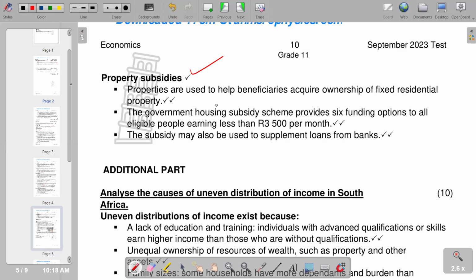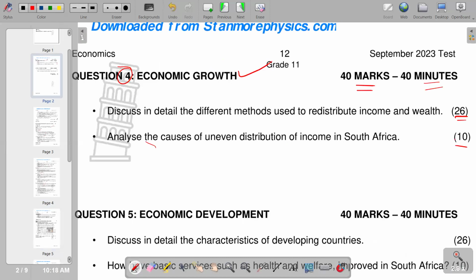And we have the additional part. Remember, the additional part reads: analyze the causes of uneven distribution of income in South Africa. So, in other words, why do we have a wide gap between the rich and the poor? Remember, when we've got a wide gap between the rich and the poor, that's when we've got an uneven distribution of income. So, what are the causes of that? That is our additional part.